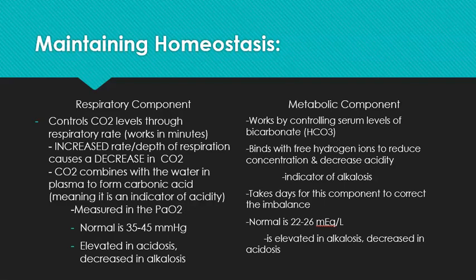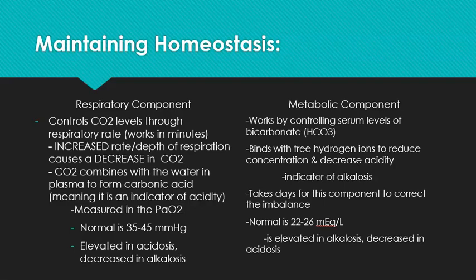CO2 also combines with the water in the plasma to form carbonic acid, which is our actual indicator of the acidity. We see this also in our PaO2 levels, so we want our oxygen levels to be between 95 to 100%. Your PaCO2 level is measured in the 35 to 45 millimeters of mercury. We will see our respiratory components elevated in acidosis and then decreased in alkalosis.